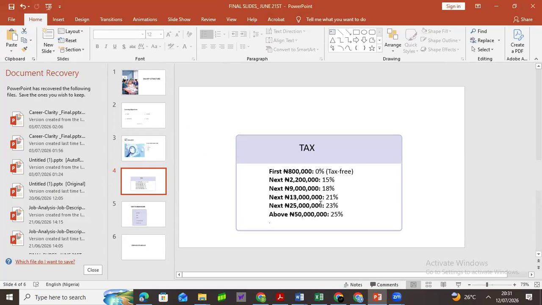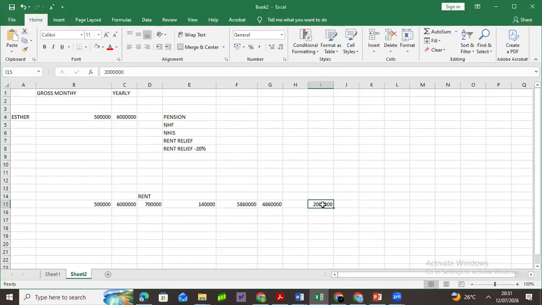The first 800K, 15%. Don't forget, the first 800,000 from the 2 million naira is tax-free. So where's my sheet again? So 2 million minus 800,000 naira that is tax-free, meaning 1.2. Do you understand? So that's how we are going to calculate it.